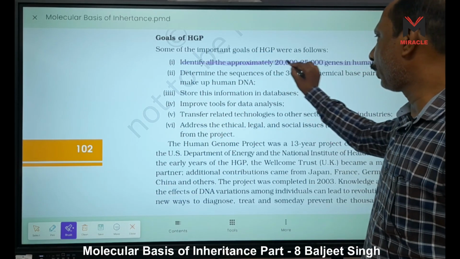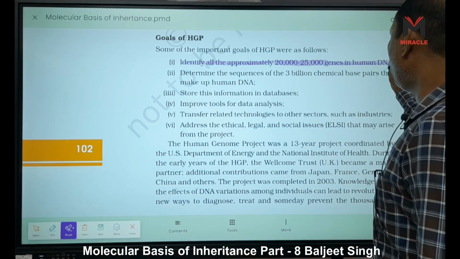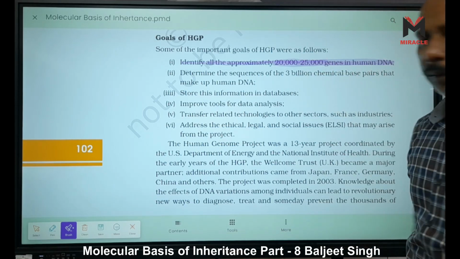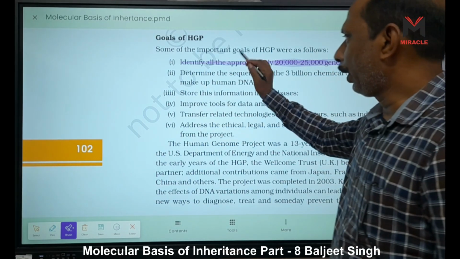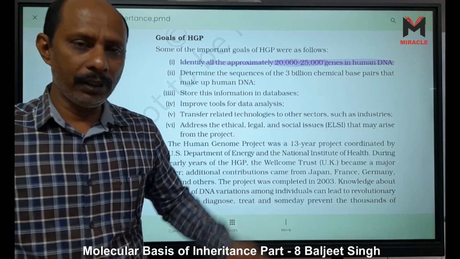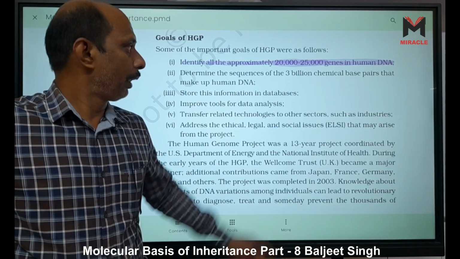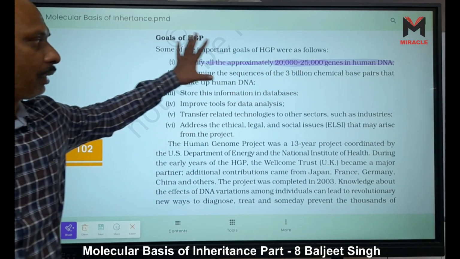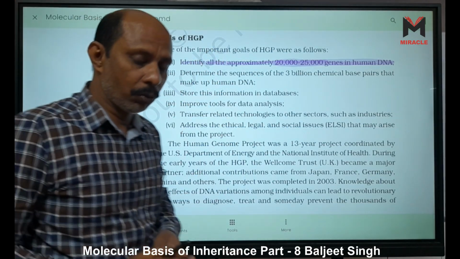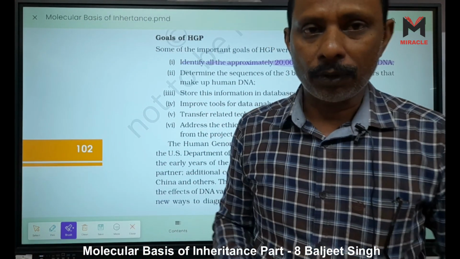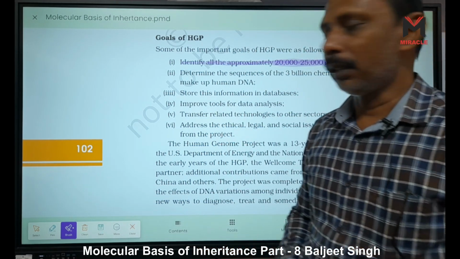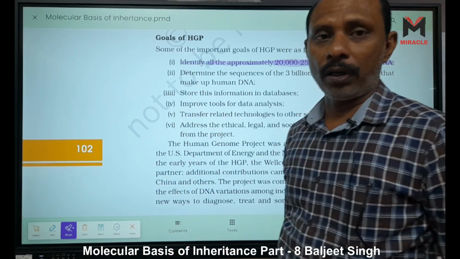Identify all approximately 20,000 to 25,000 genes in humans. You have to read this. It is given as 20,000 to 25,000 in the human. In other books, after the Human Genome Project, it is given as 30,000 genes. But we have to read the exact statement of NCERT, because the questions in the NEET paper come from the exact line of NCERT. This is the only prescribed book for us.